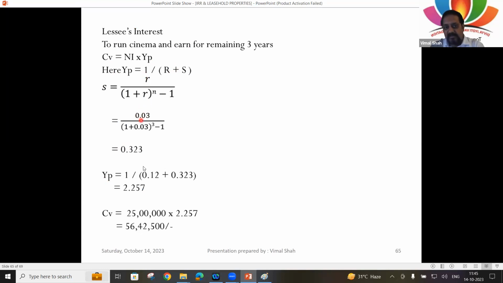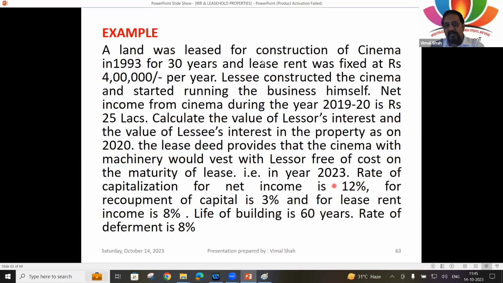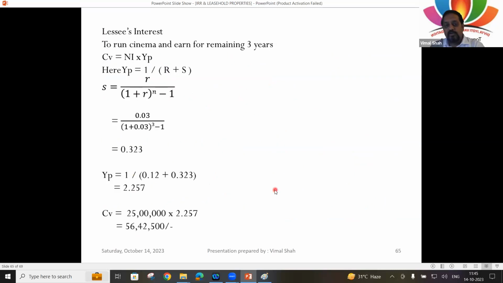It is given as 3%. And capital R, I am taking it as 12% because we are going to capitalize net income from the cinema, and the rate of capitalization for net income is given as 12%. So using that, I am getting this YP value. So CV is NI into YP. So I will be giving a valuation of 56,42,500 for the interest of lessee in the property.